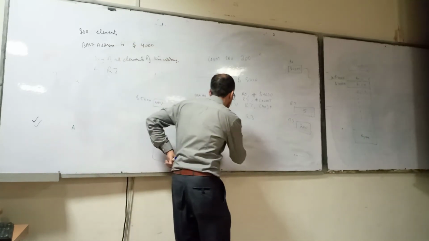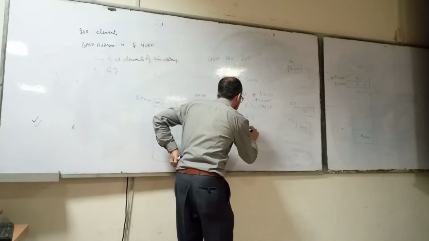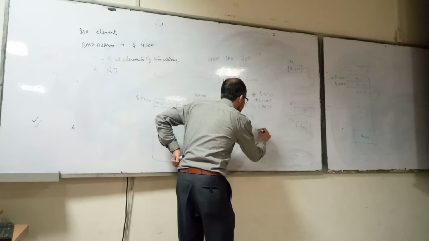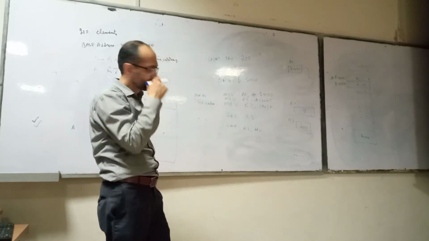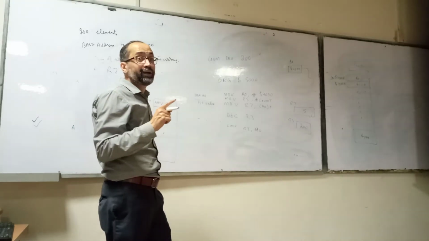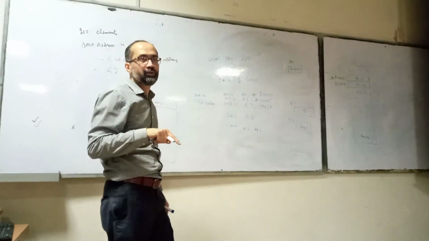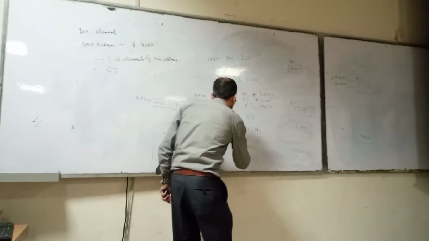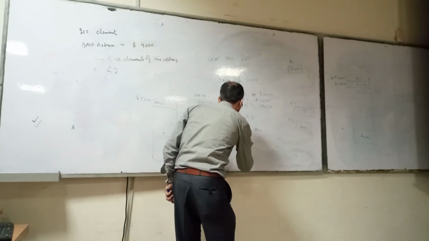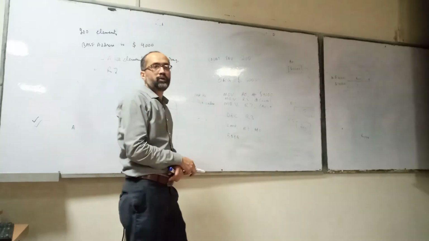We will compare, sir. Compare R3 with 0. Now we are decrementing. Yes sir, 200. Okay. Where it is not equal. It is not equal. Branch not equal. We should do some addition.